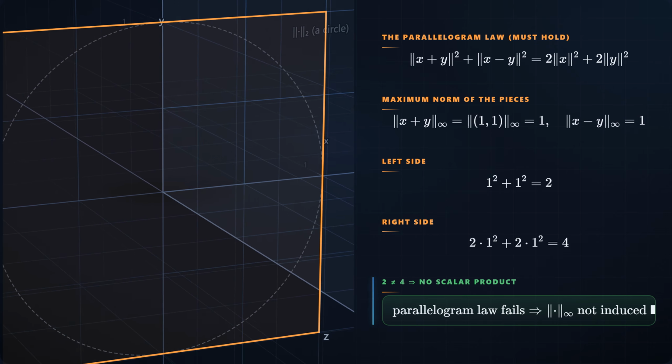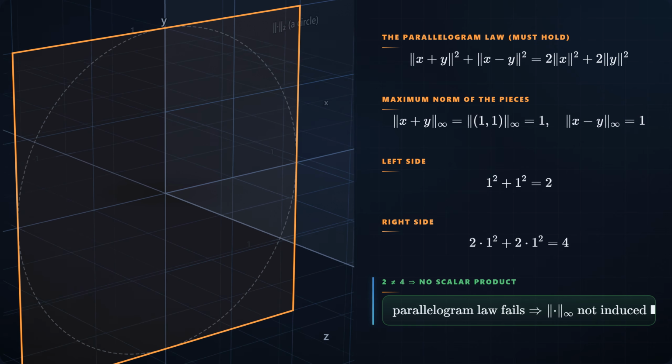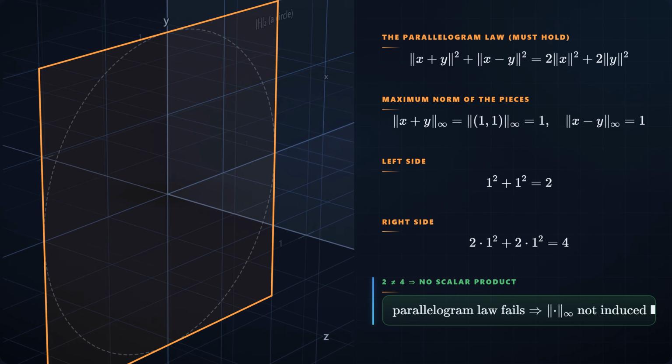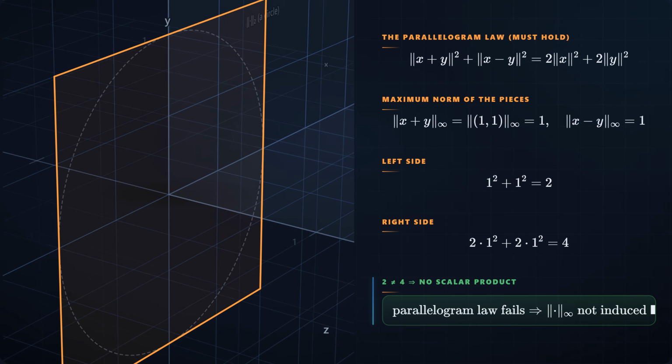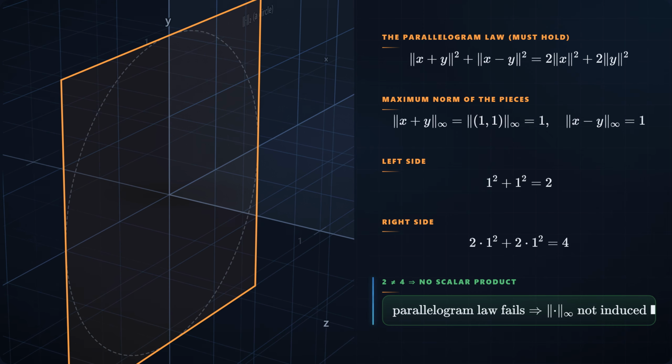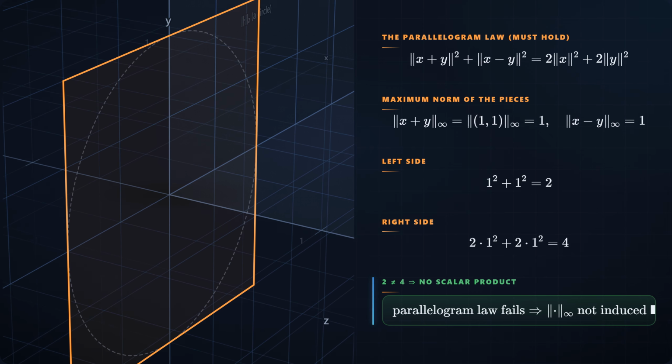Geometrically, its unit ball is a square, not a round circle, and only round unit balls come from scalar products. The Euclidean norm, whose ball is the circle, passes the very same test.